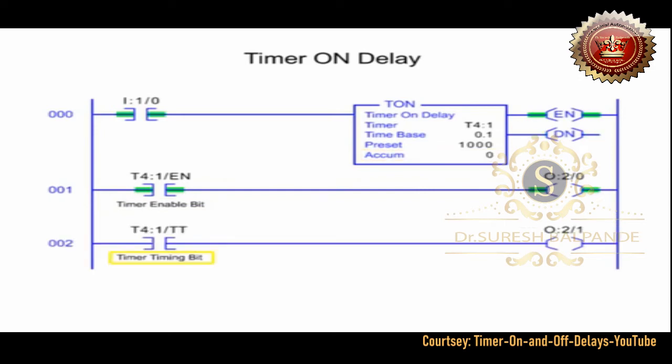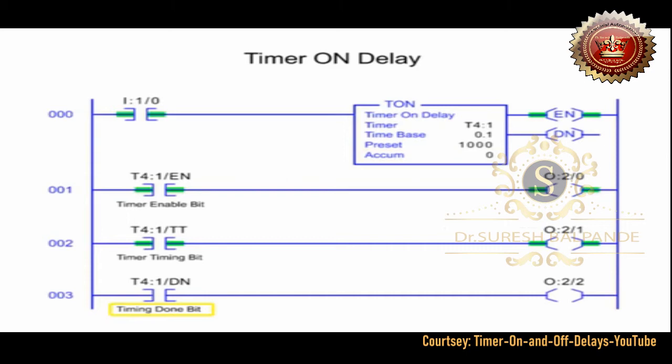Timer timing bit status is true when the timer is timing and the accumulated value is changing. Timer done bit status is true when the accumulated value meets the preset value. The timer off delay instruction is used to turn an output on or off after the timer has been off for the preset time interval.